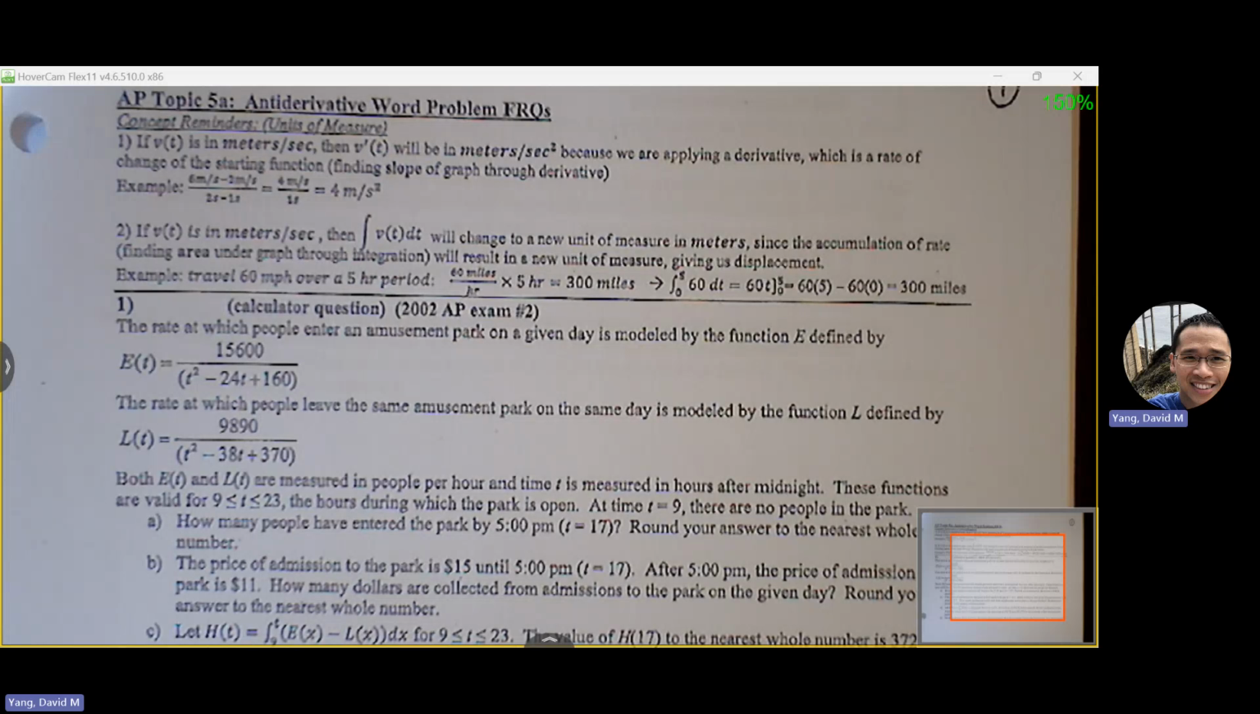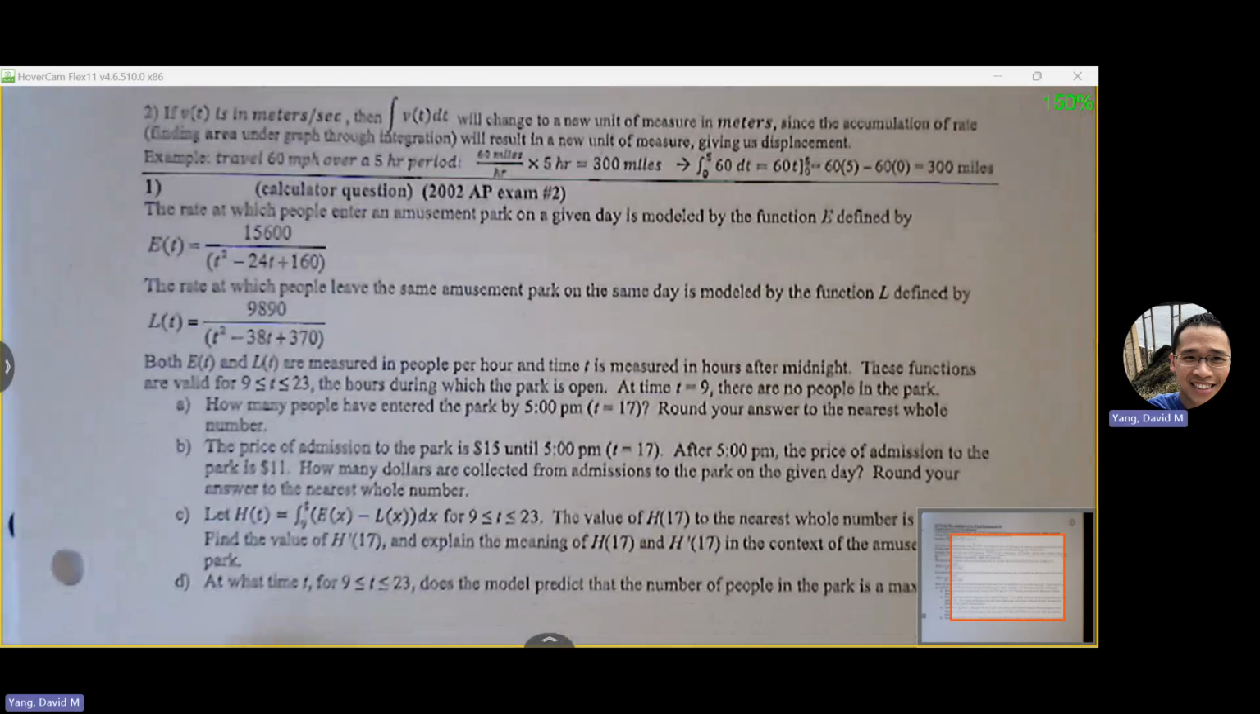So if something is at a rate level, the integral will strip away that time and just get you that unit. So if it's meters per second, the integral will take it up to meters. Okay, so I just wanted to remind us of that.